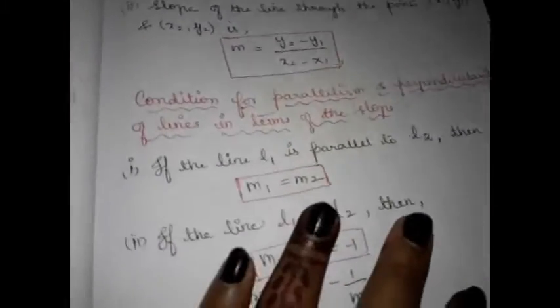Let us see what is the condition for the two lines to become perpendicular. If two lines L1 and L2 are perpendicular, then this beta will become alpha plus 90 degrees. And hence if you substitute and check, we get m2 is minus 1 by m1, or the product of the two slopes is minus 1. The product of the two slopes is minus 1, or one slope is the negative reciprocal of the other. So these are the conditions for the two lines to become parallel and perpendicular.